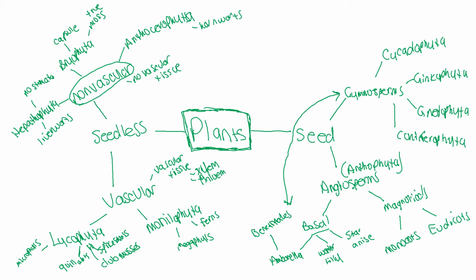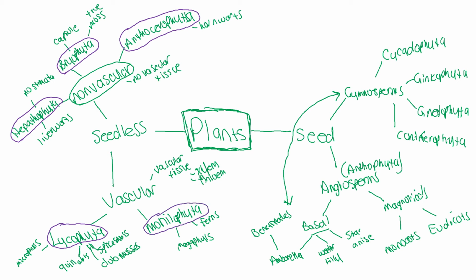All right, let's go ahead and get a different color going here. So I'm going to go ahead and kind of make it a little bit more visual and add, I don't know, some purple. Okay, so I'm going to go ahead and circle in purple the subgroups in each of the major categories of plants. So we have the non-vascular group, which include the Hepatophyta, the Bryophyta, and the Anthocerophyta. And then we have the vascular group, which divide into the Lycophyta and the Monilophyta.